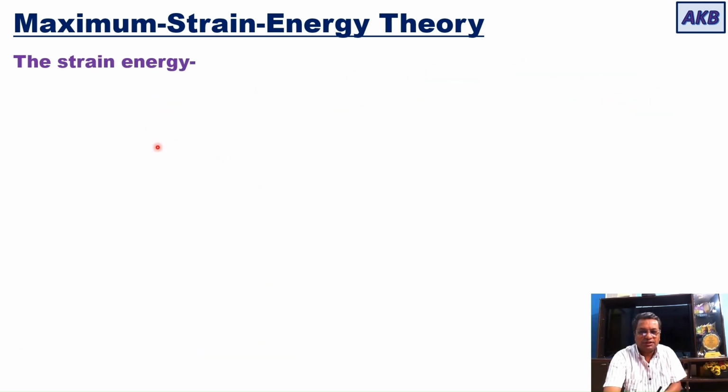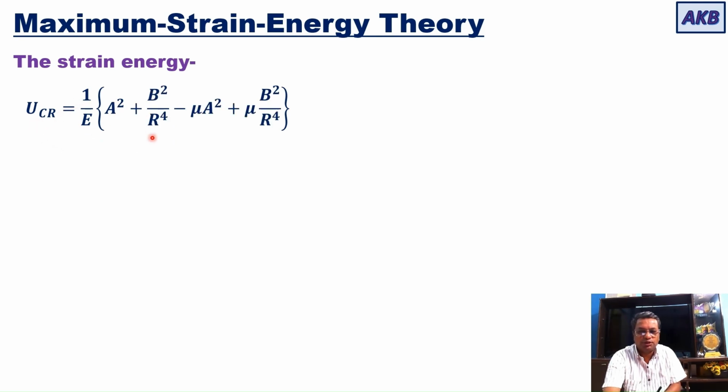So the strain energy is given now by this equation. UCR is equal to 1 upon E into a square plus b square upon r raised to 4 minus mu into a square plus mu into b square upon r raised to 4. That is, UCR is equal to 1 upon E into (1 minus mu) a square plus (1 plus mu) b square upon r raised to 4.